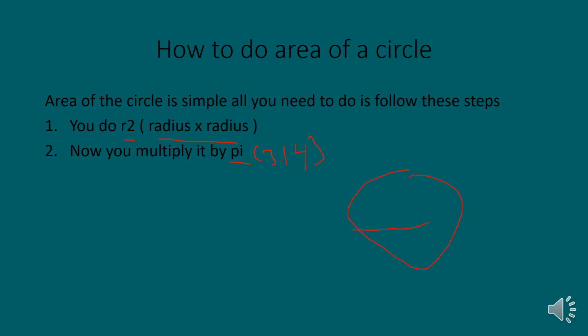Now, let's say this is the circle. This is the diameter, but the radius is 3. Now we do 3 times 3, because it's radius squared. That equals 9. Then we multiply it by 3.14, which is pi, which equals 28.26, if I stand corrected.